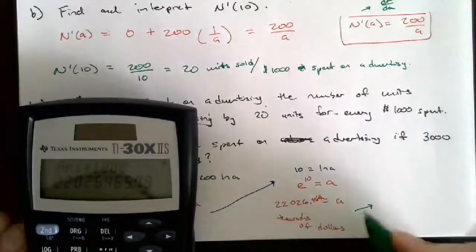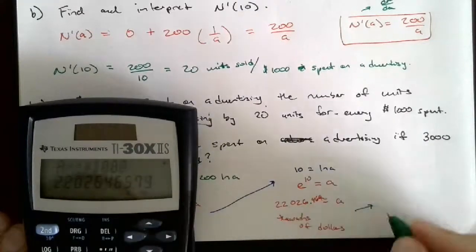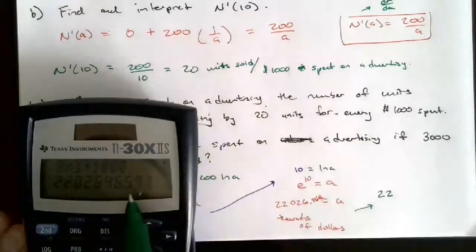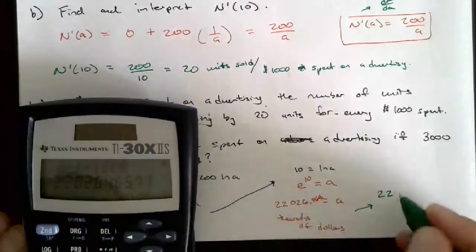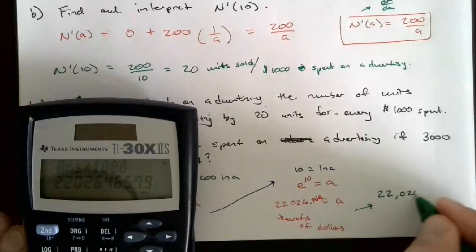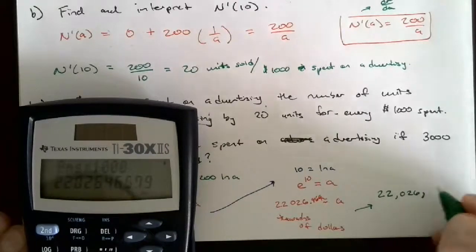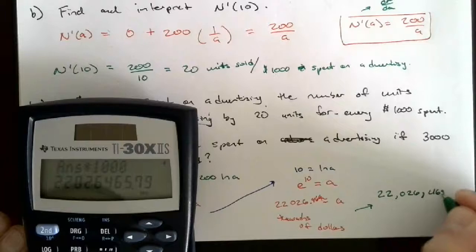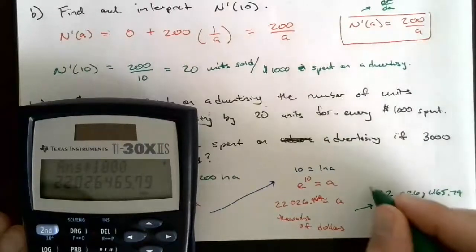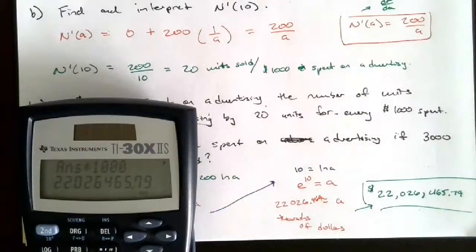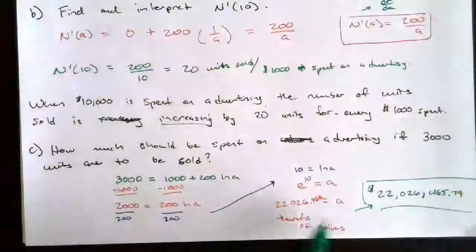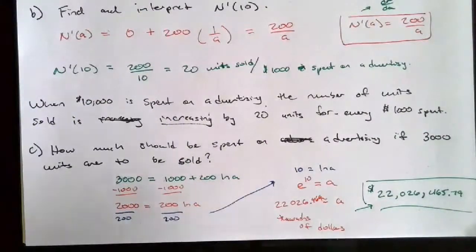So you end up with, what do we got here? You're really moving the decimal 3 over. So if we were here, looks like 22 million, 1, 2, 3, 4, 5, 6. Yeah, 22 million, 26,465 dollars and 79 cents would be how much they would want to spend on advertising. All right, so make sure you know that the amount was in thousands. So depending on what the company is selling, that would be the amount they should sell.